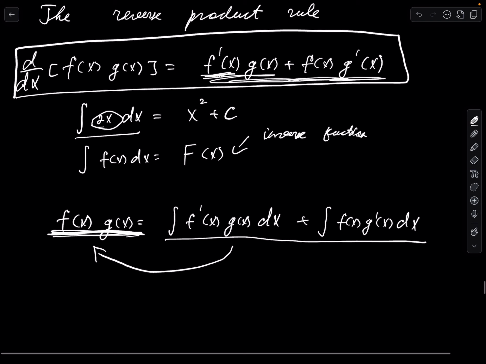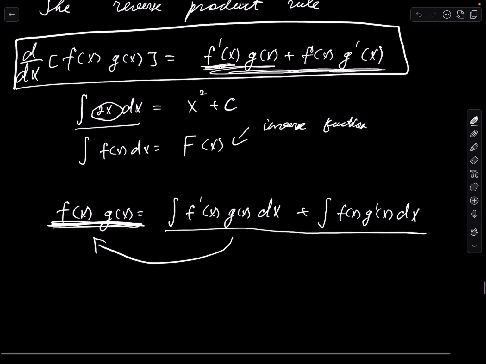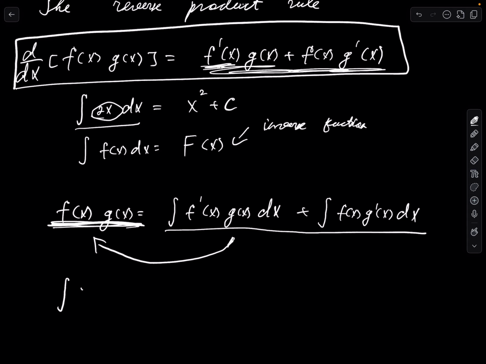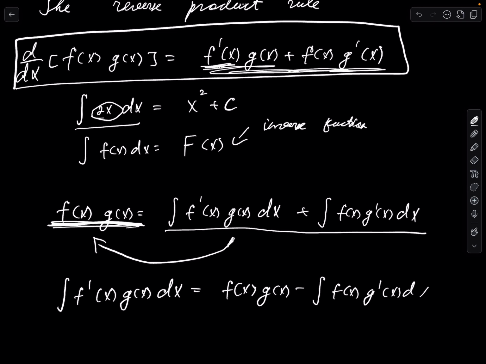Well, now we can use it for our own advantage. We can just rearrange this notation quite a bit. We can say the integral of f prime of x times g of x dx is equal to f of x times g of x minus the integral of f of x times g prime of x dx.